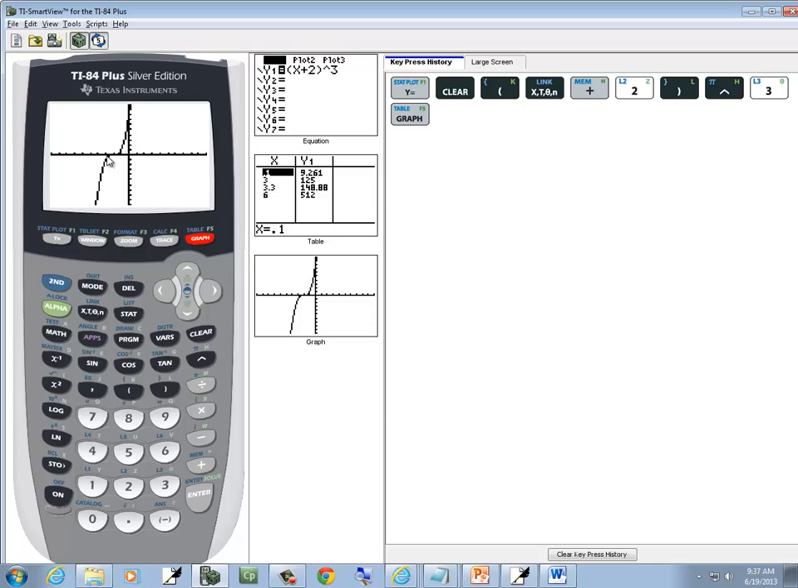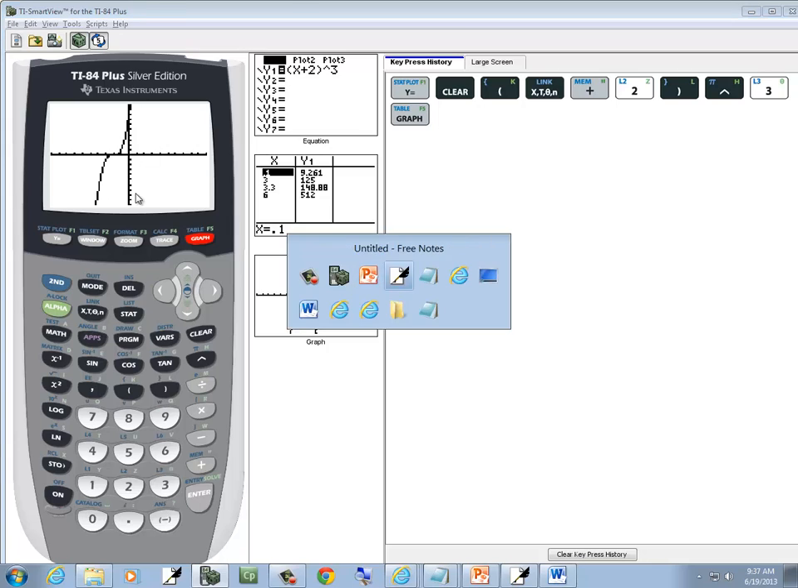And it's definitely not odd, because if I start with the same piece, if I flip it across and then flip it up, there's nothing for it to land on here. Remember, even, you try to flip it once, and odd, you flip it twice and see if it lands on that part of the graph. So this is a neither.